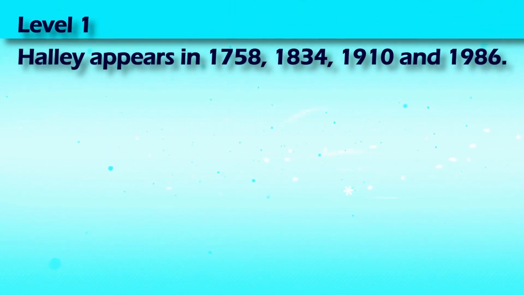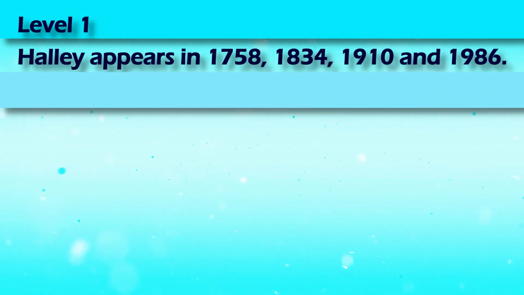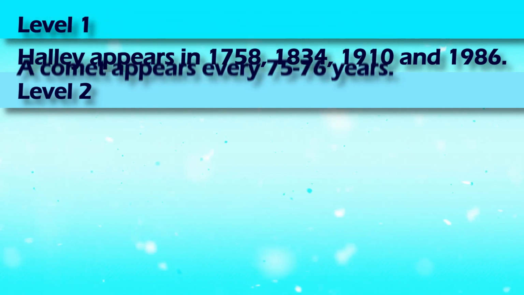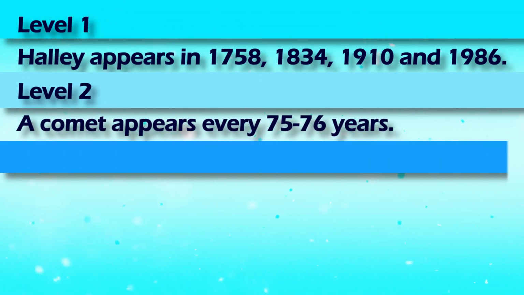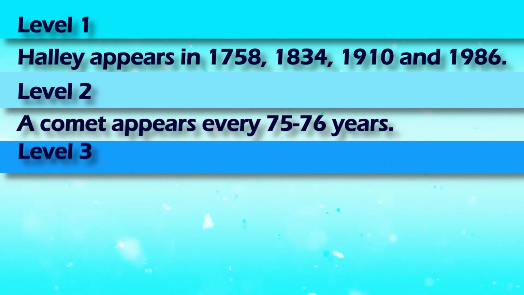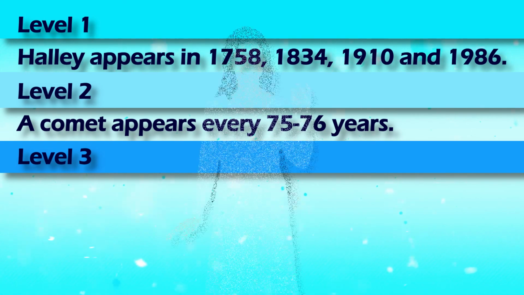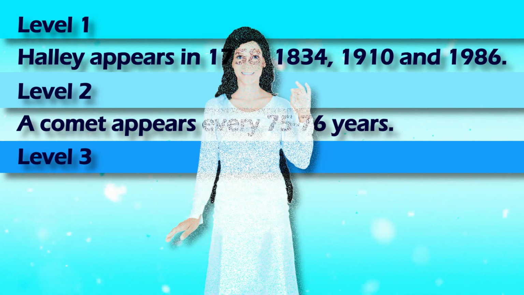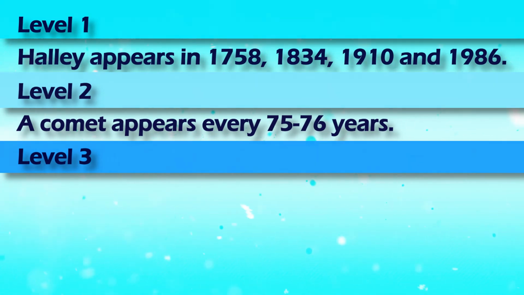Level 1 of the multi-level net, or the reasoning net, says Halley appears in the years blah blah blah. Level 2 says a comet appears every 75 to 76 years. For level 3, and of course for the connection of all levels, we need a reinforcement learner with an environment, an action, and a state. The multidimensional neural net processes the reinforcement learner.